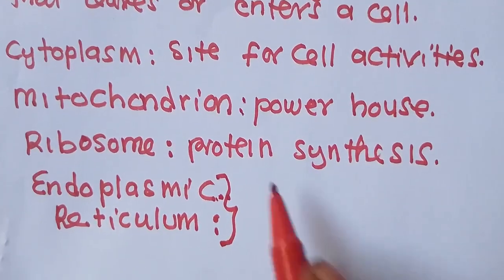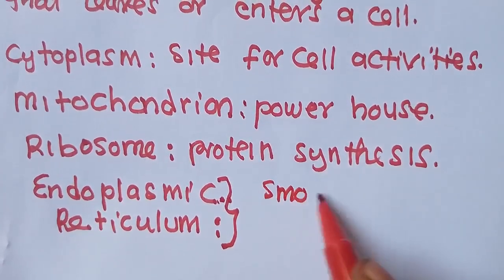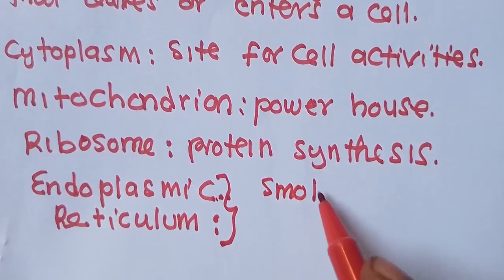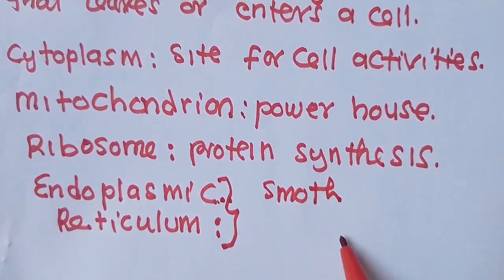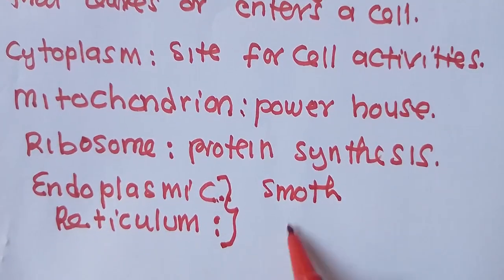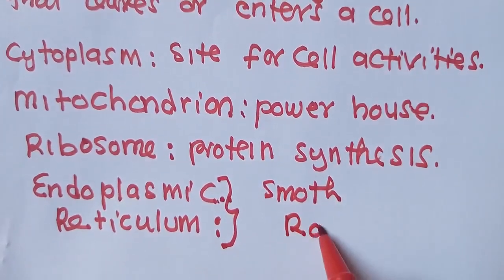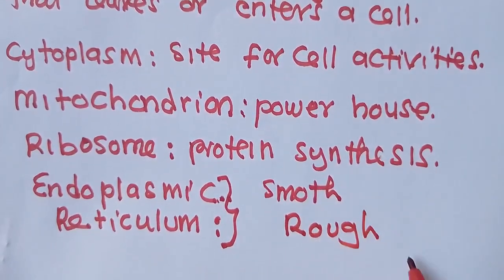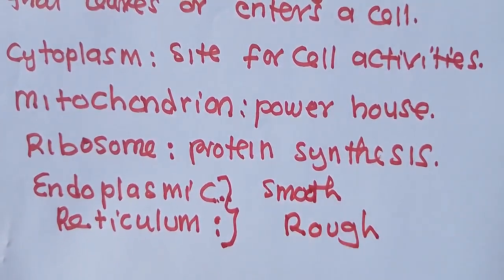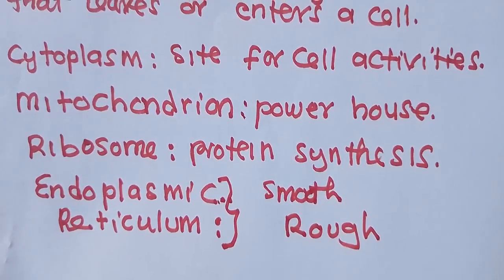There are two types of endoplasmic reticulum which we discussed. There is a smooth one and we also have a rough one. So these are the two types that we have.